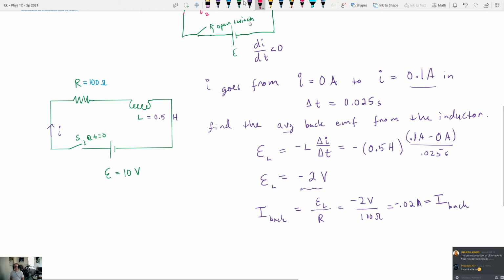So what happens here then, we can draw it on the picture here. There's a back EMF going this way. That's EL. And you could also say, in a way, that means that there's a current that's flowing back this way that we call I back, if you want to, or something like that. Okay, all right, does that make sense? Do you have any questions?